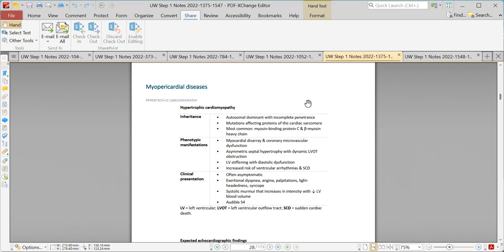The septum is really hypertrophied and it is against the anterior mitral leaflet, because of this left ventricular outflow obstruction may be there. Left ventricular stiffening will result in diastolic dysfunction and an increase in ventricular arrhythmias. It is often asymptomatic, with exertional dyspnea, angina, palpitations, lightheadedness, syncope. S4 is there, because LVH is there.